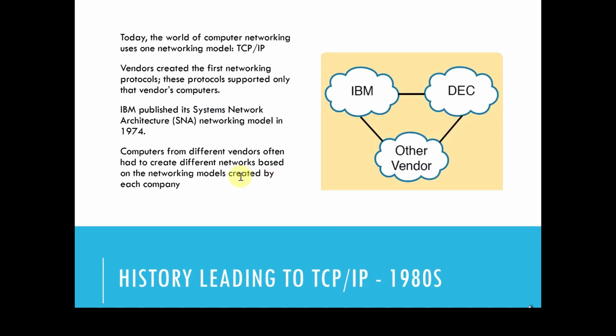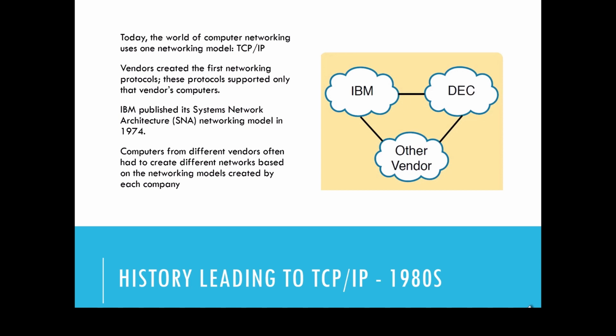So today we are using TCP/IP, but vendors created the first networking protocols. These protocols supported only that specific vendor. In 1974, IBM published their first specific networking blueprint, which is called System Network Architecture. That was the first one, right? But the problem with this one is that it has limited connectivity. That means only IBM devices can communicate.